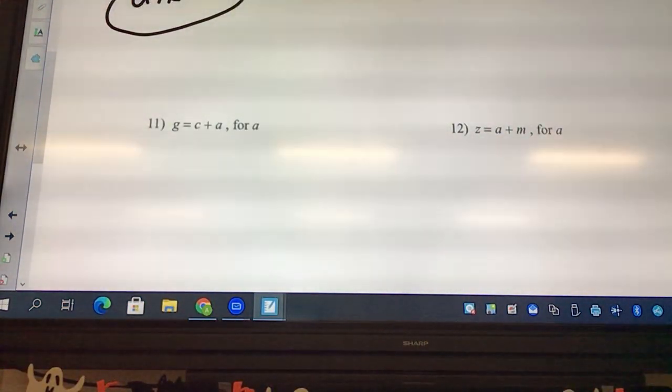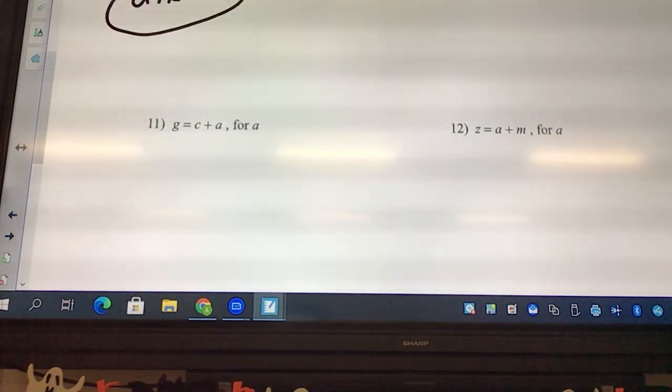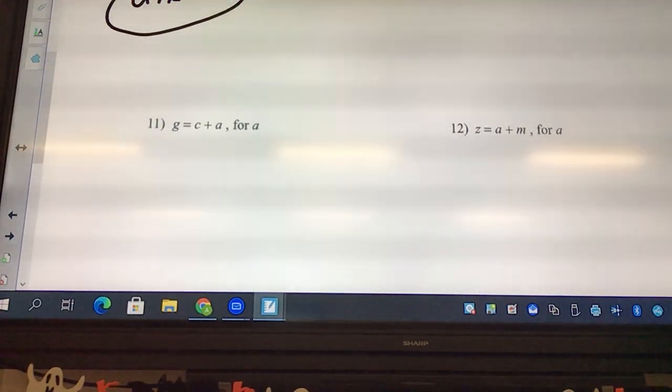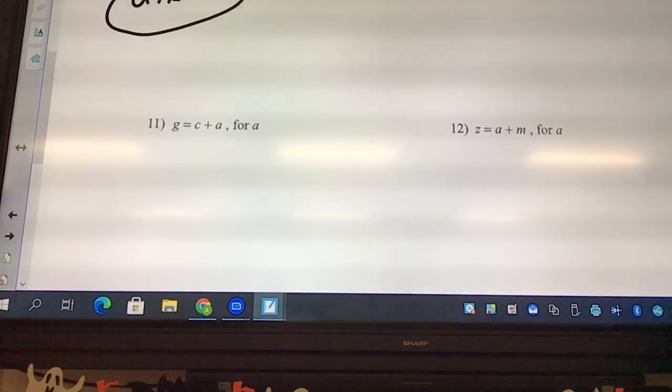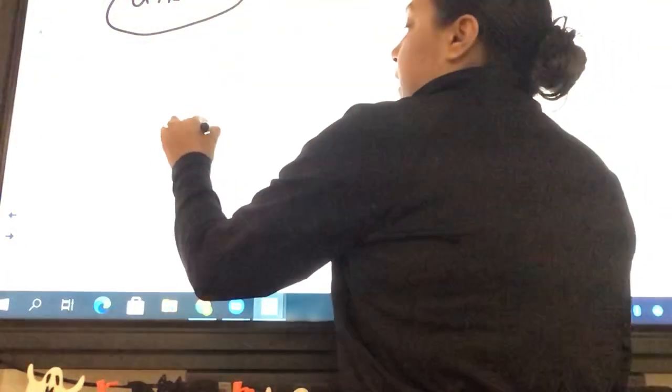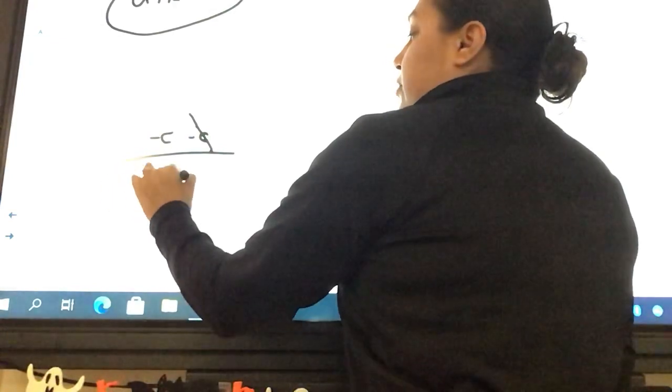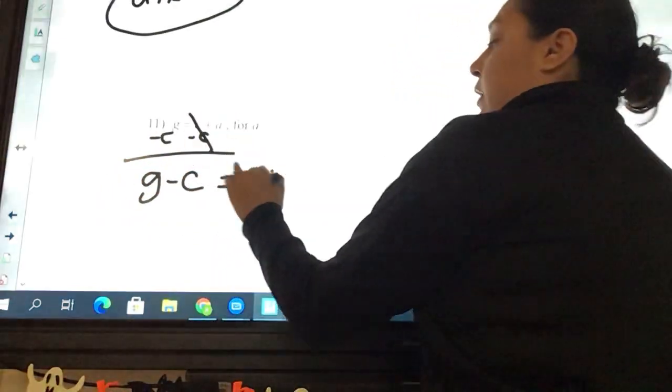Okay, look at 11. What letter are we solving for? A. What is on A's side that needs moved? C. How do I move a C? Minus C. Say minus C, minus C. So I'm going to have G minus C equals A.